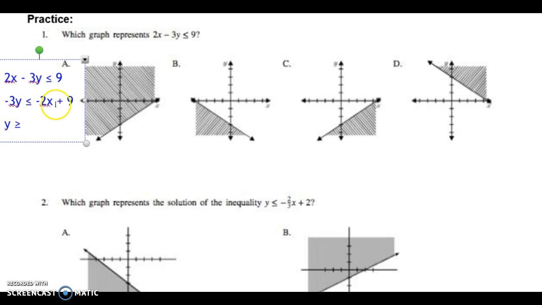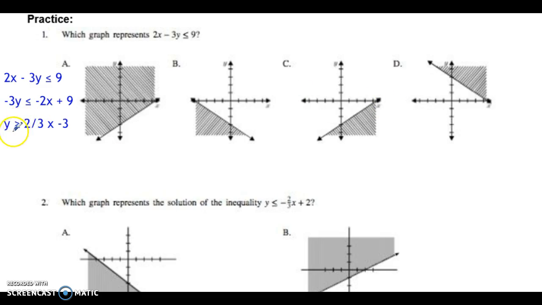Negative 2 divided by negative 3 is just 2/3, so 2/3 x, and 9 divided by negative 3 gives me a negative 3. So I have my inequality all set up. Now I just have to choose which one of these graphs matches the inequality.